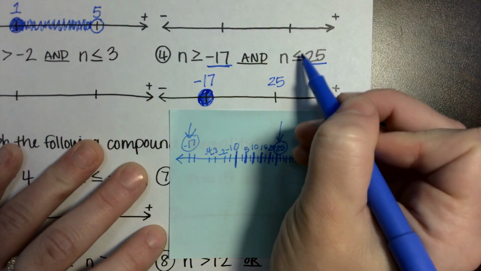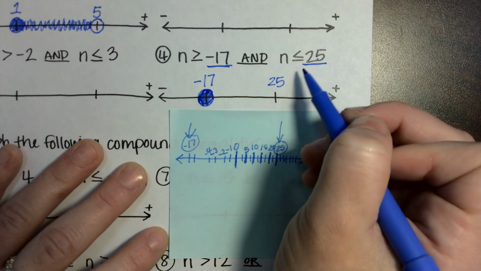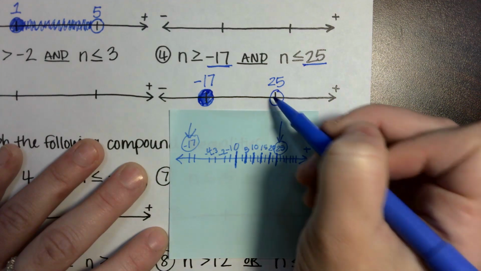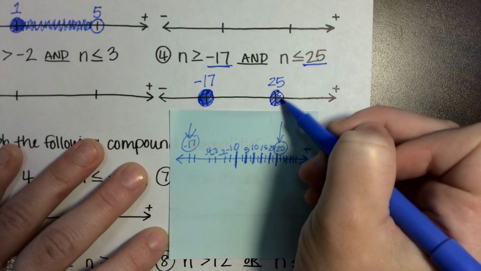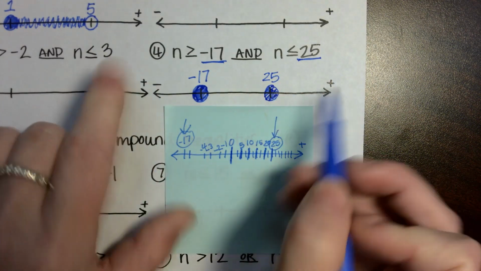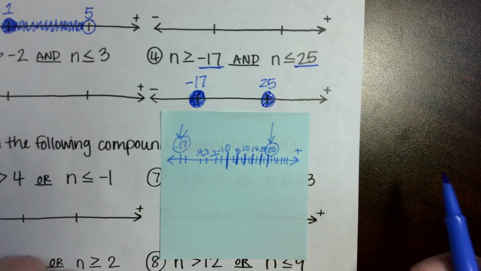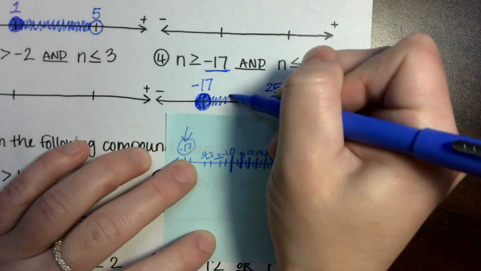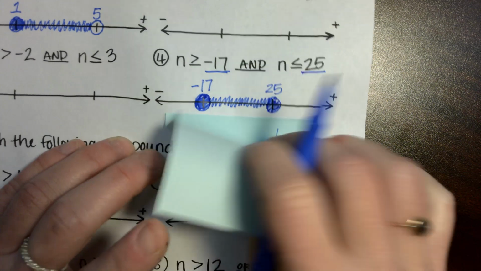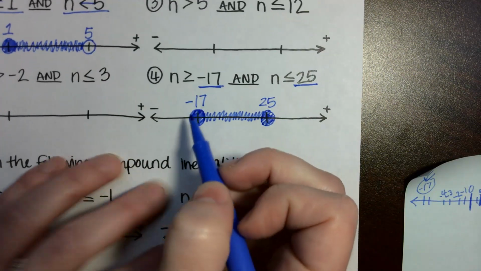Now I've got n is less than or equal to 25. Do I shade my circle or leave it open? Shade it. Good. All right, now which direction am I going to be shading? On the outside of my points or on the inside? Inside. This is an and inequality. We're shading inside. We can also double check by looking at our symbols.